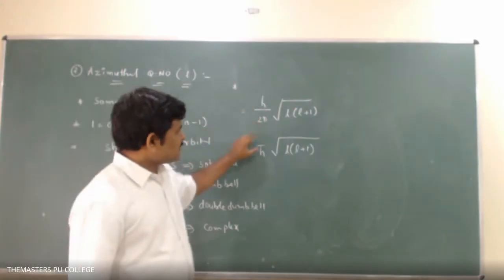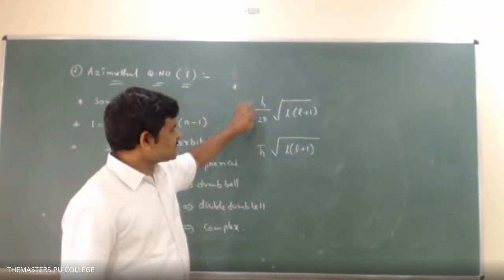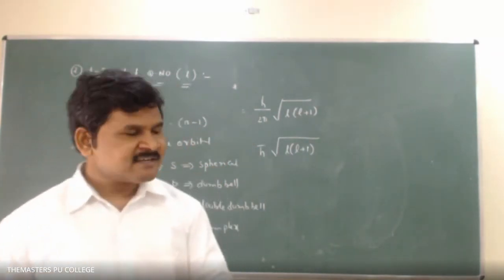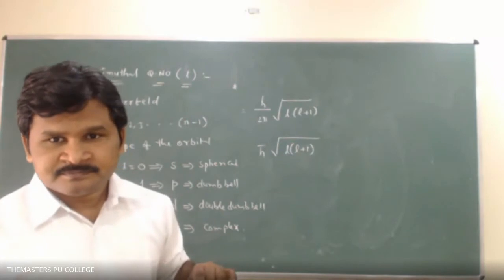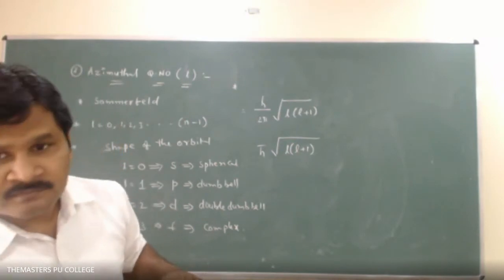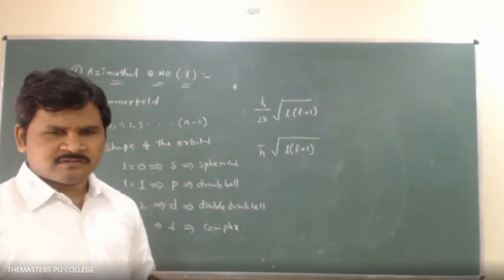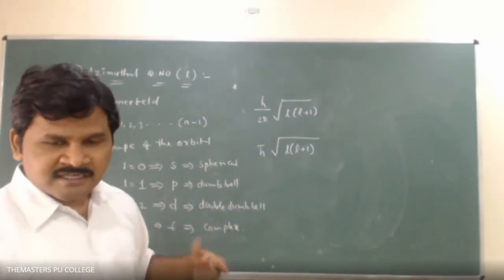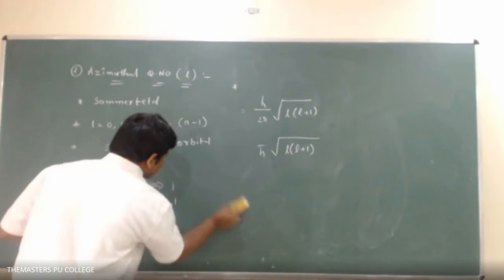So what stands for h bar? H by 2 pi value I am taking as h bar. That's all. Instead of calculating this value each time, I am taking it as this. Angular momentum: already in Bohr's atomic model we discussed mvr is equal to nh by 2 pi. If L is equal to 0, then you will get 0 only, and that is for the s orbital. You can understand easily now.